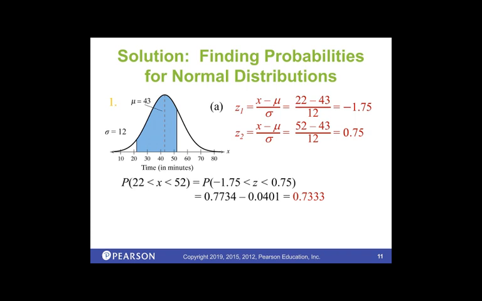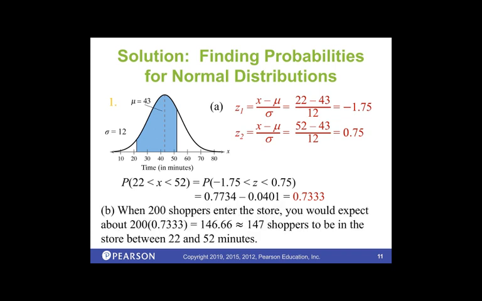So then the second part of the question asks, if we had 200 people enter, what's the probability they're going to spend anywhere from 22 to 52 minutes? So we would say the 0.7333 times 200 to get our answer, which is approximately, we would expect 147 shoppers to be in the store during that range.